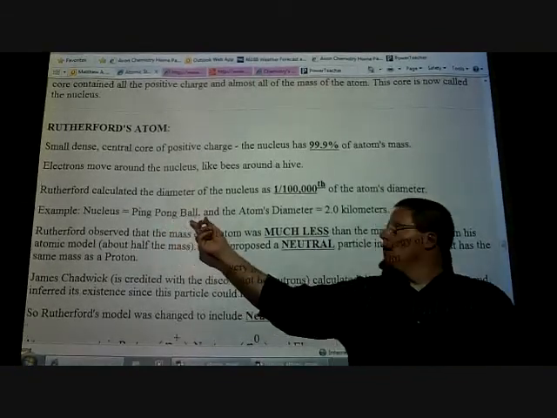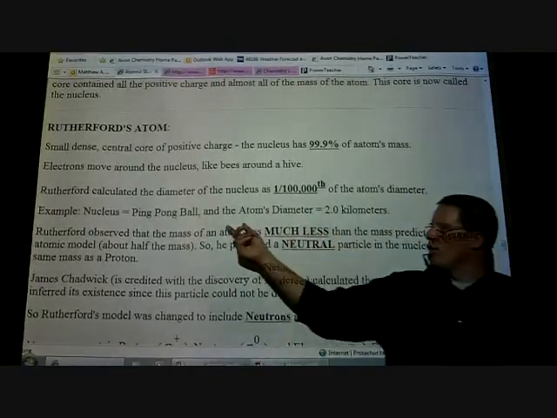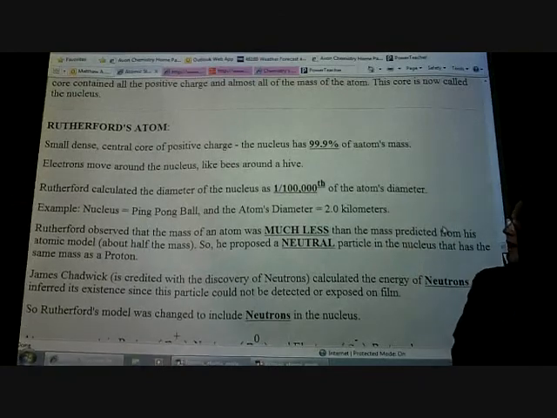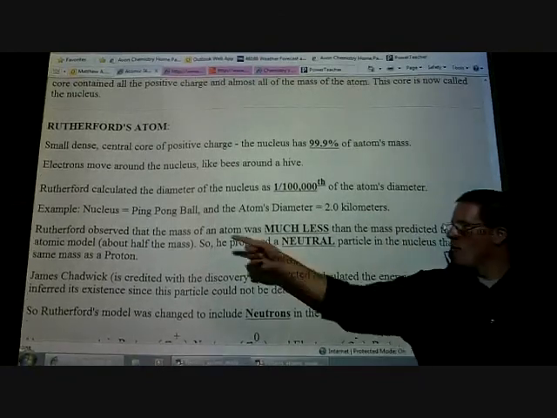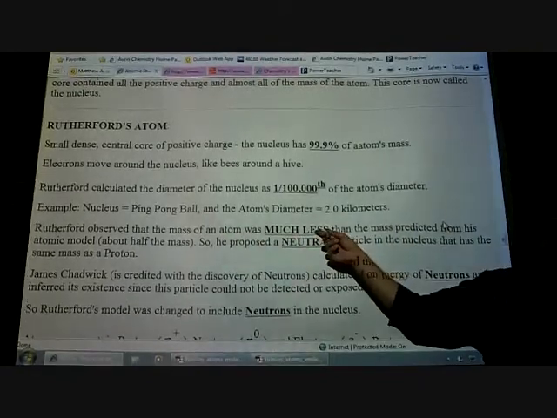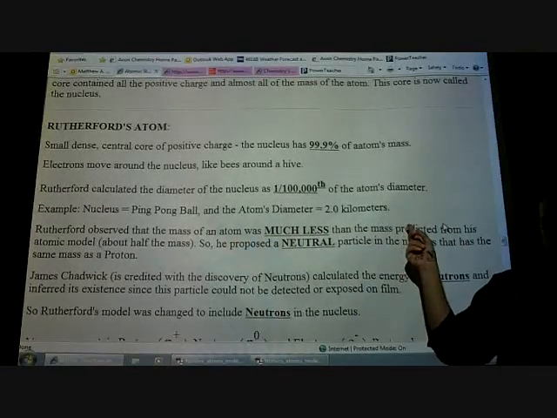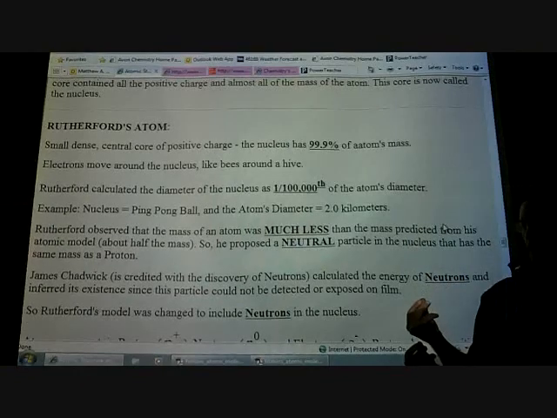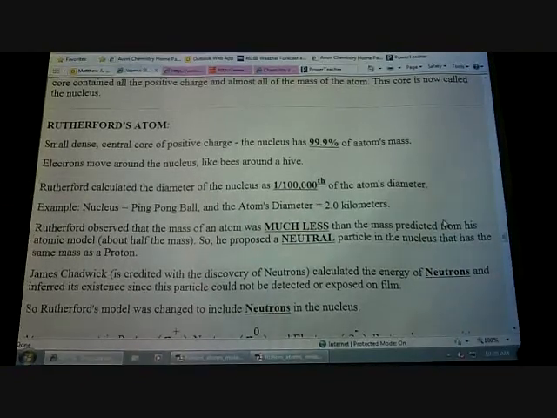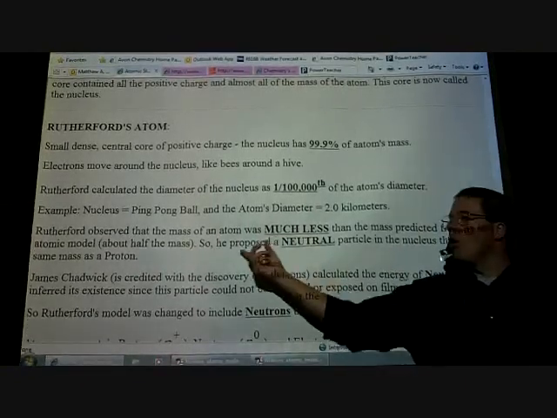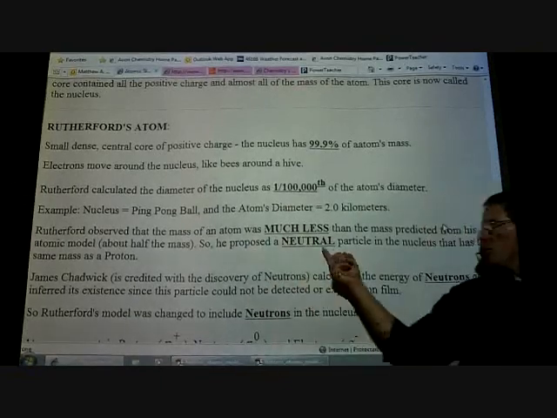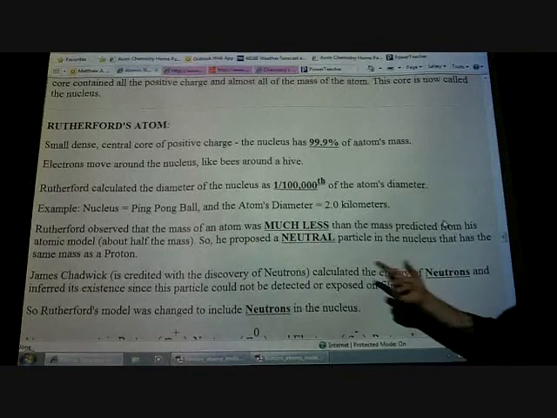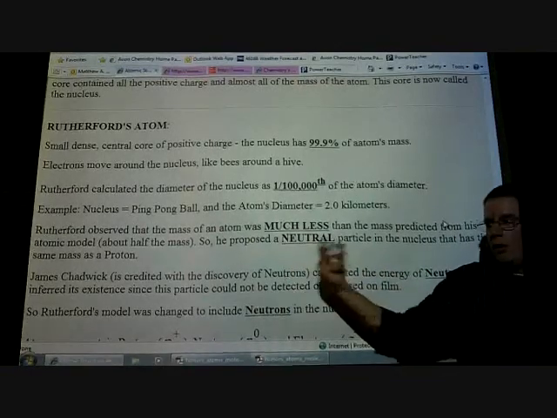If you had a ping pong ball and the first electron, the diameter would be around 2 kilometers. So Rutherford observed the mass of the atom was much less than the mass predicted. So he was like, there's something else in here. We just can't do anything with it. In other words, it's not attracted to a magnet. So he proposed that there was another particle in there because the mass wasn't what it needed to be. And so he said there's a neutral particle in there. I don't know what it is.